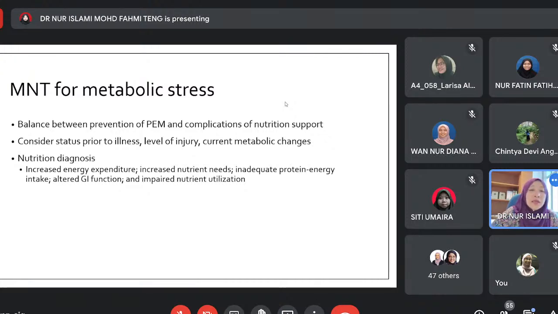Okay, so among the common nutrition diagnosis during metabolic stress is increased energy expenditure, increased nutrient needs, inadequate protein energy intake, altered GI function, and also impaired nutrient utilization.